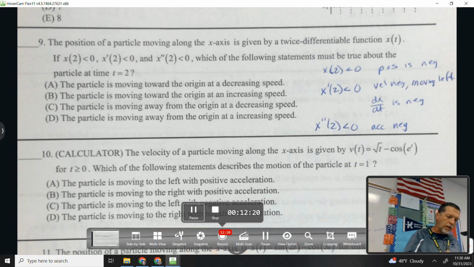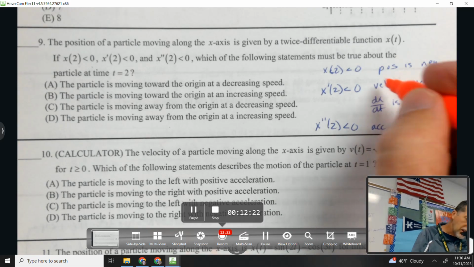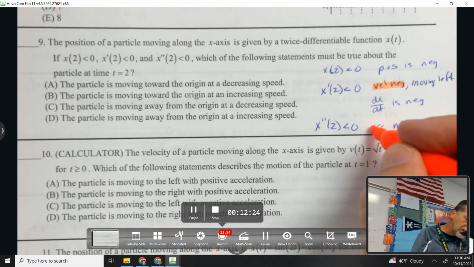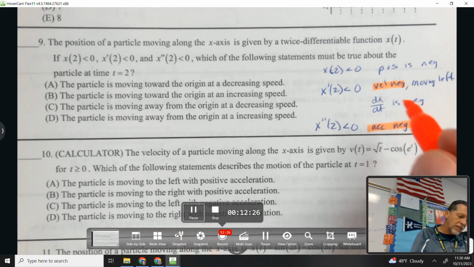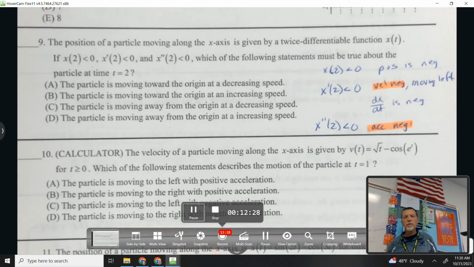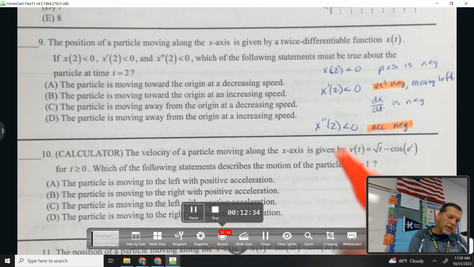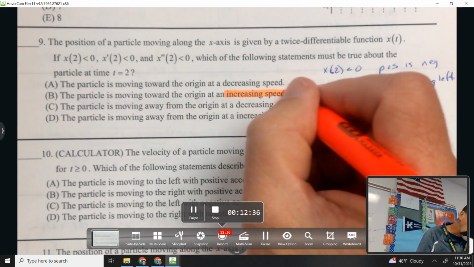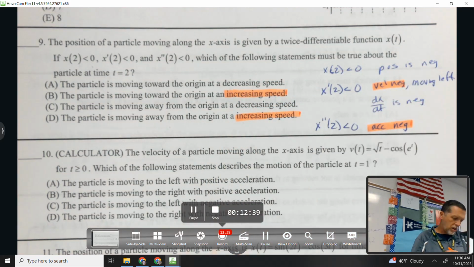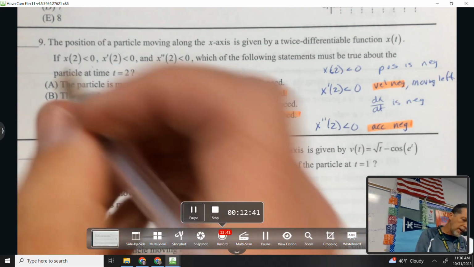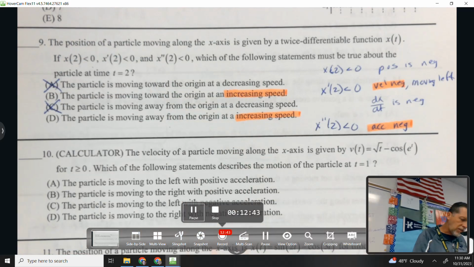Okay, the speed thing I can definitely get, because if velocity is negative and acceleration is negative, what does that mean? Increasing speed. Like increasing in the negative direction, but increasing speed. So I can throw out A and C.